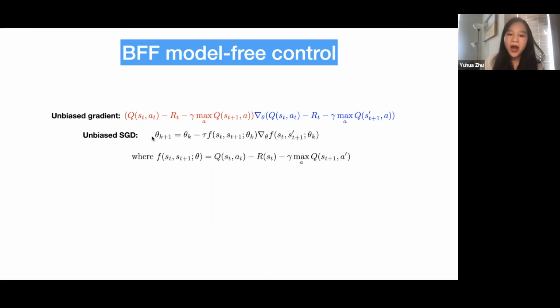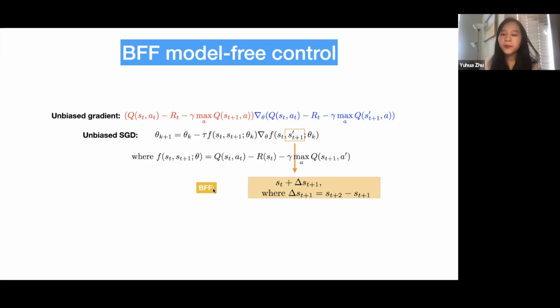We update our parameter theta based on the unbiased gradient. However, as we said, the second independent sampling for the next state is unavailable. Instead, what we do for the BFF algorithm is approximate this term by S_t plus the future step.